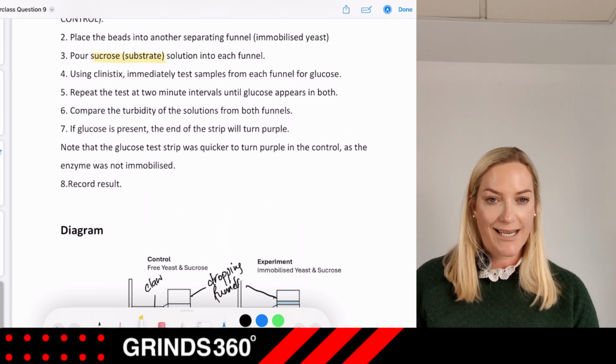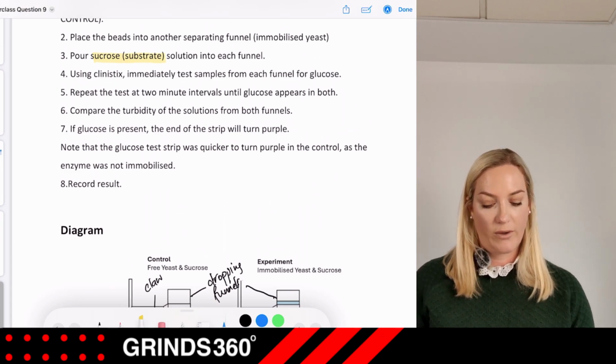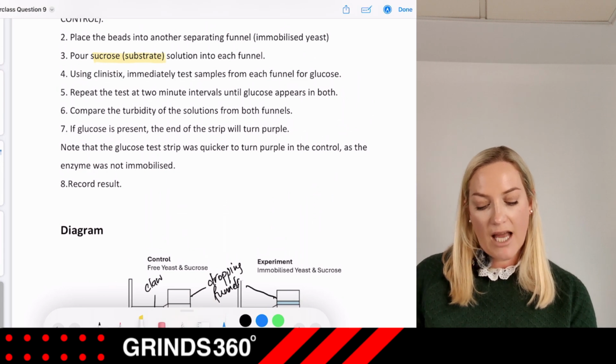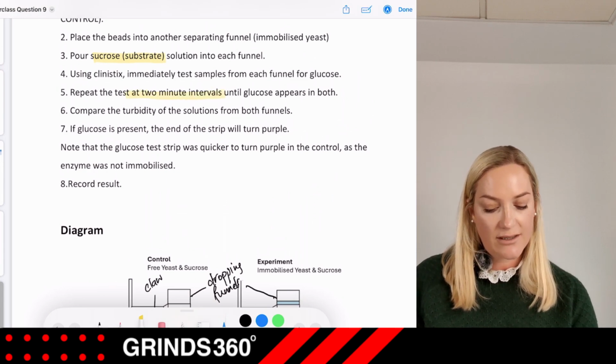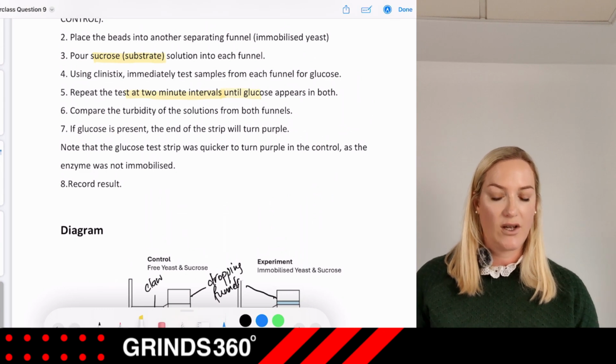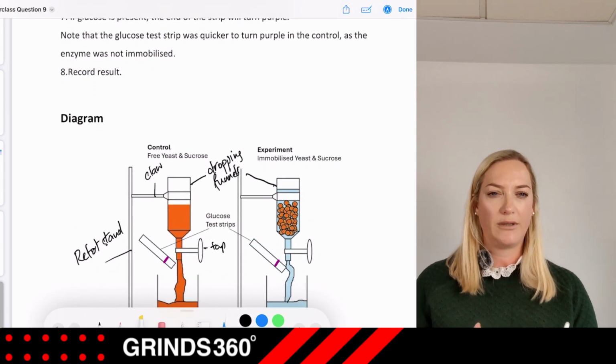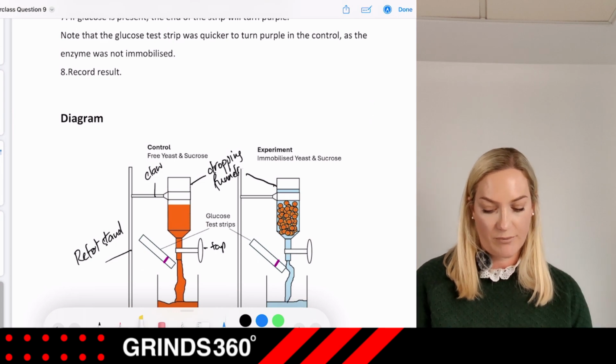So you're going to test for glucose. You can say with glucose test strips or with Clinistix strips. And you're going to repeat this at short intervals or 2-minute intervals until your glucose appears. So for us in school, it's the little purple mark. It'll start going brown, bluey first, and then a little purple strip.